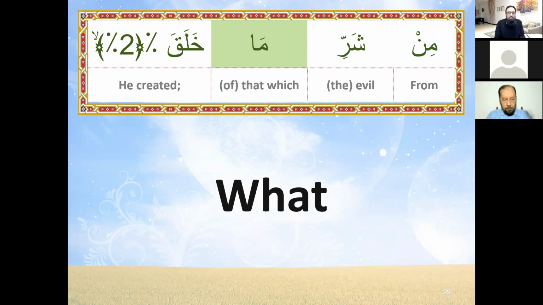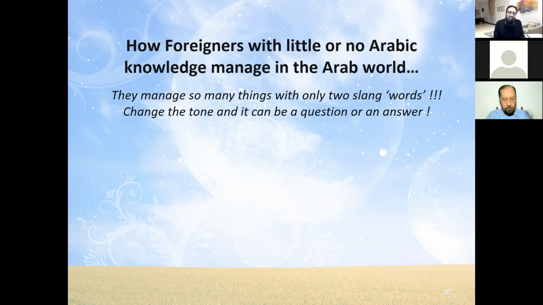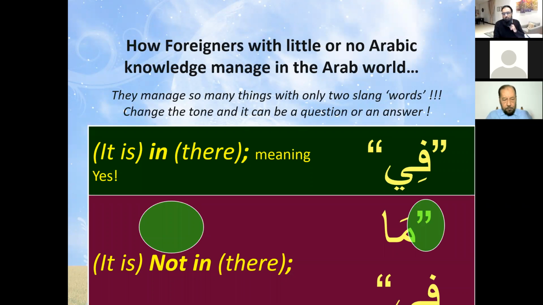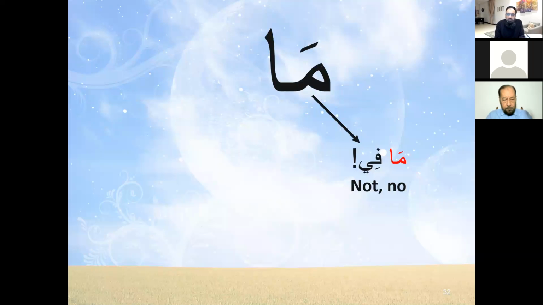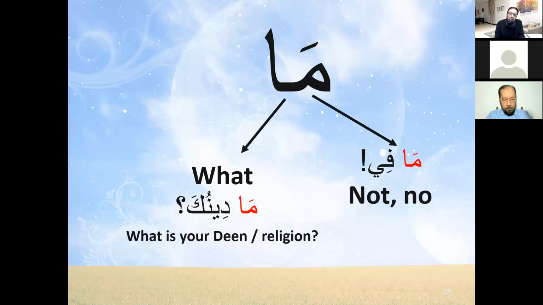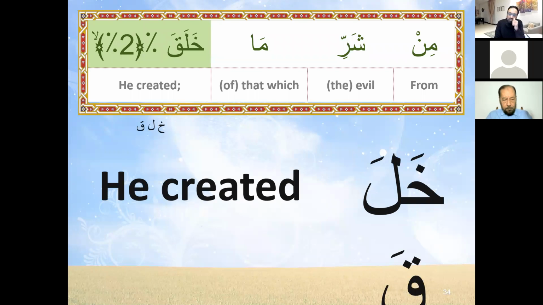Khalaq is he created. Now those of you who live in the Arab world or have visited an Arab country might have heard the word ma in slang form. Fi means in, a preposition you've covered, and ma fi is said to mean not in there. If you hear the word ma fi, ma means not in there, and it's used quite a lot. Ma dinuka, what is your religion, is the example we've used. So here ma means what. In slang terms, ma fi means not in there, but ma's actual meaning is what, or of that which in this verse. And khalaq is the creation. So min sharri ma khalaq, from the evil of that which he created.